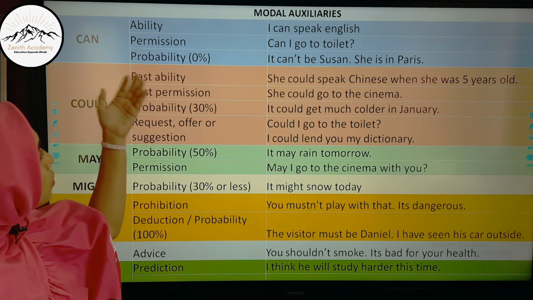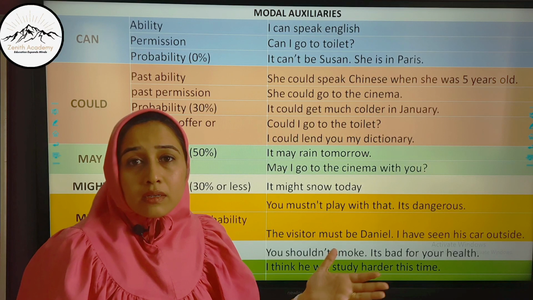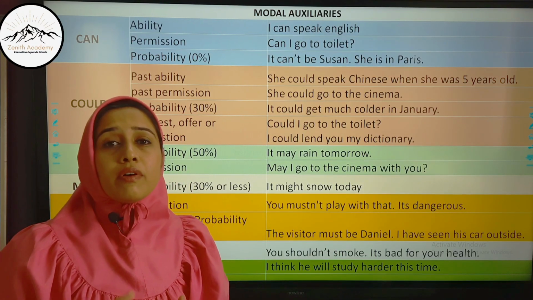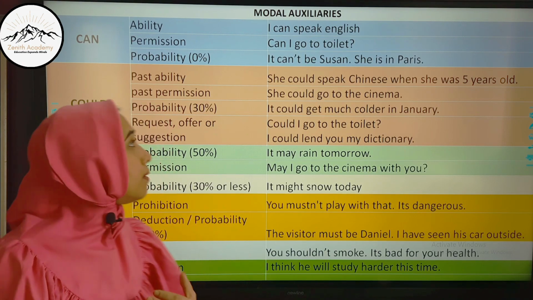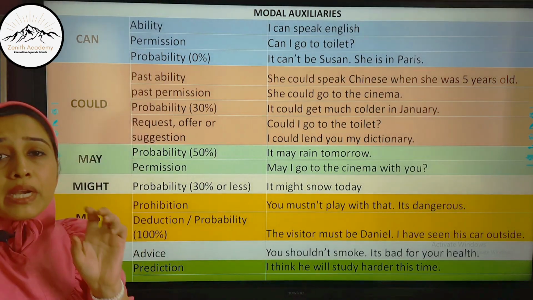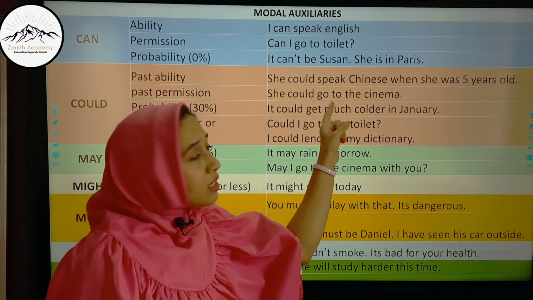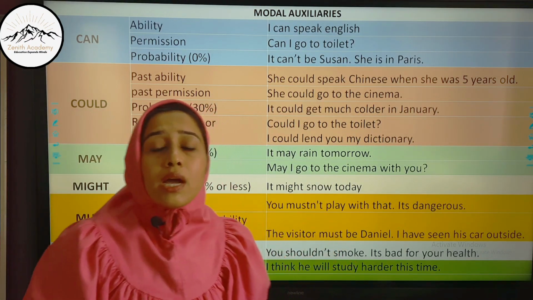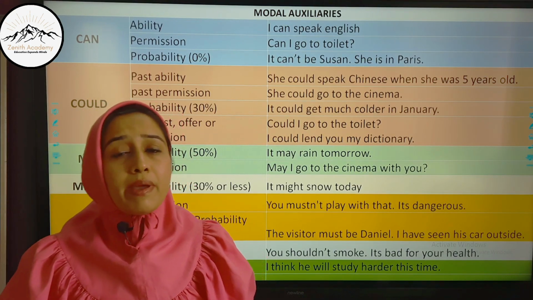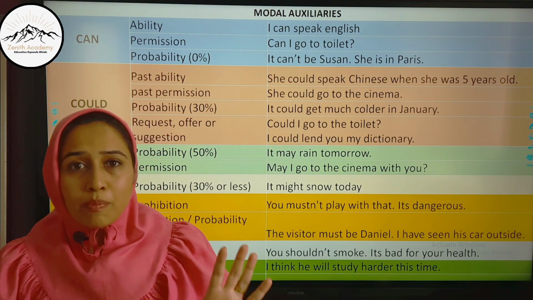It is also used to get or give permission. Can I go to the toilet? A usual question in the classrooms. Can I go to the toilet? So it is a kind of auxiliary used to ask permission. It is used to show probability, where the probability of that particular action happening is 0%. It can't be Suzanne, she is in Paris. Now I am talking about something related to Suzanne, so I am saying that it cannot be Suzanne, she is in Paris. So here the probability of Suzanne doing that particular action is 0%.